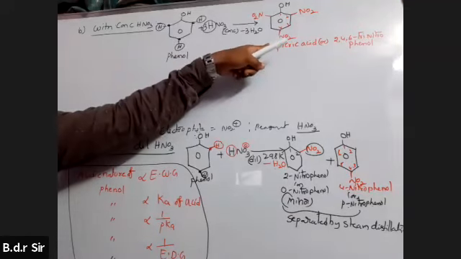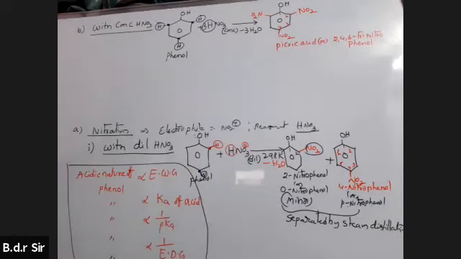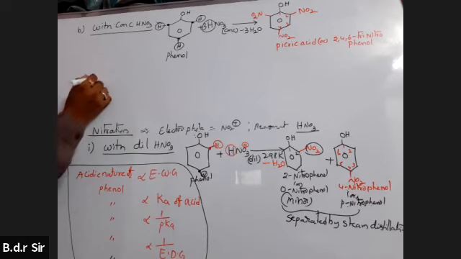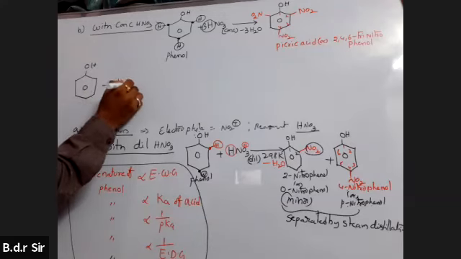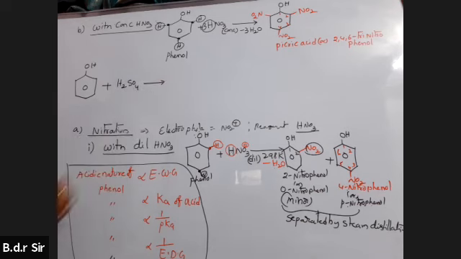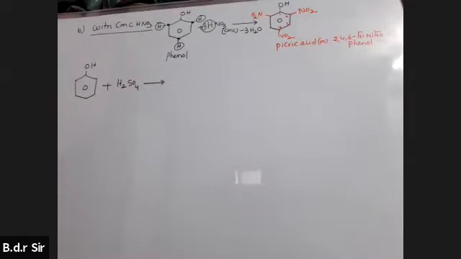In this process, picric acid formation is poor. That's why we are taking another process. What is the other process? Listen. Phenol first reacts with sulfuric acid at 375 Kelvin.